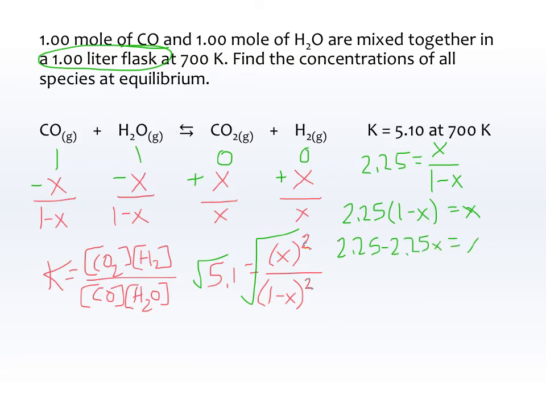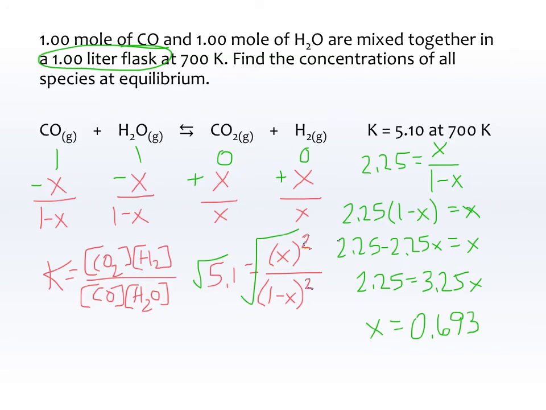2.25X equals X. Now we're going to add 2.25X to both sides. So 2.25 equals 3.25X. Now we're going to divide both sides by 3.25. So X is equal to 0.693. And that's my X.